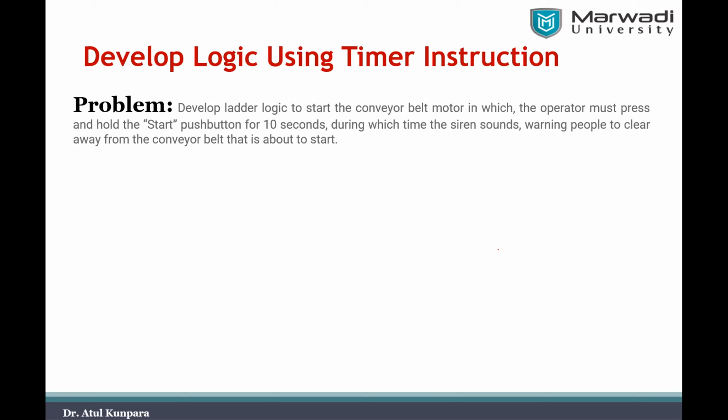What you have to do is develop the program for a small conveyor belt motor start operation, in which it is required that once your operator presses the start button, it has to be pushed for 10 seconds. It is not like you just push and remove the hand. It has to be pushed for 10 seconds. And during that 10-second time, there has to be a sound of siren so that everyone can know. It can be an alarming sound for the people working around, so they can move away from the conveyor belt so that no kind of accident can happen, right? So that is the aim of this problem.